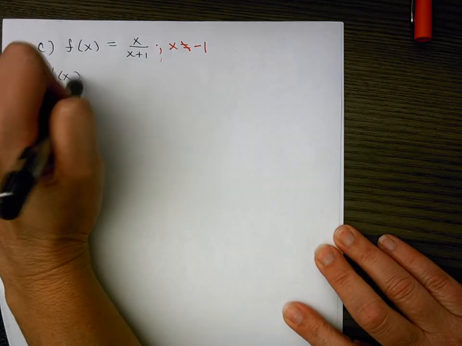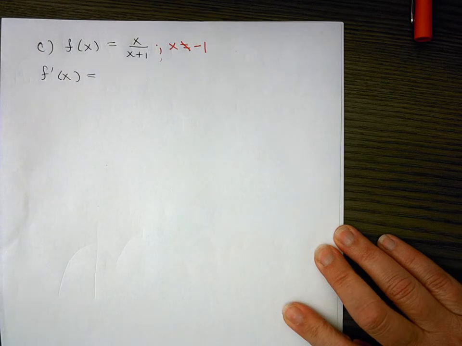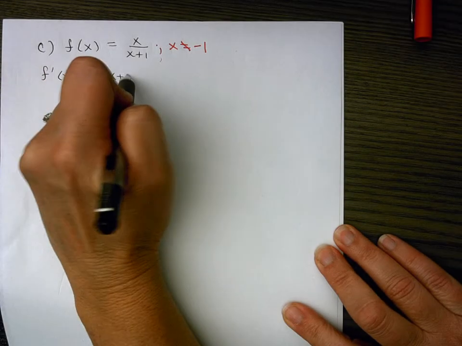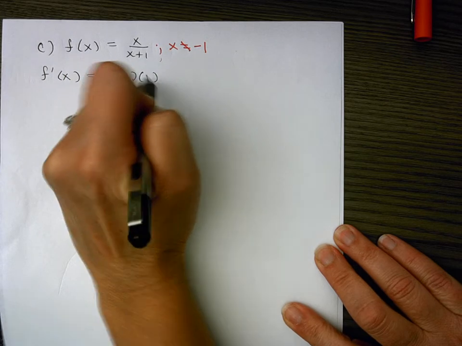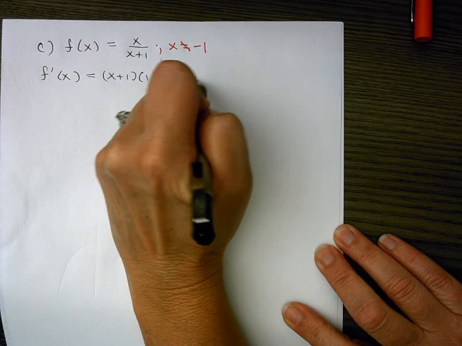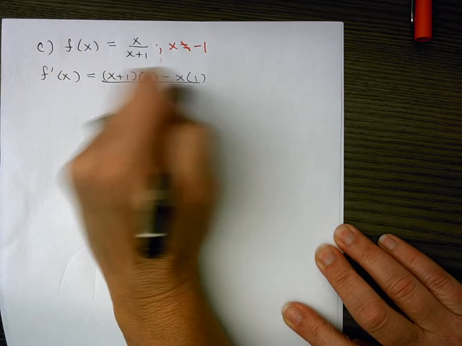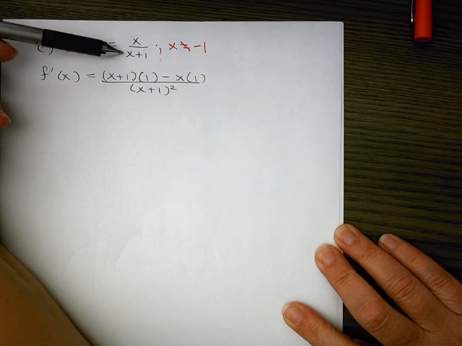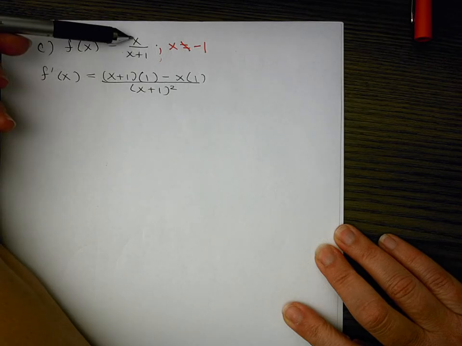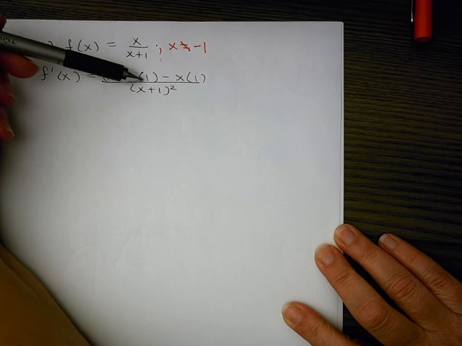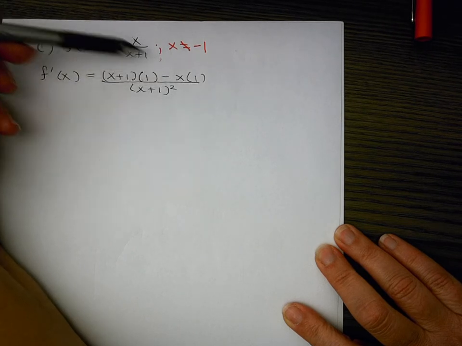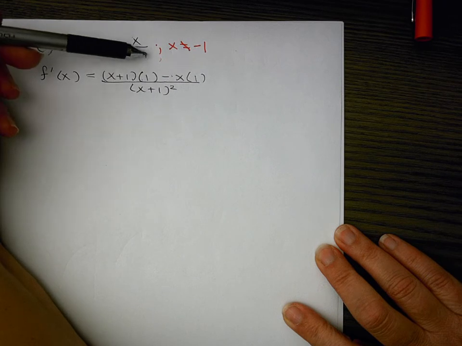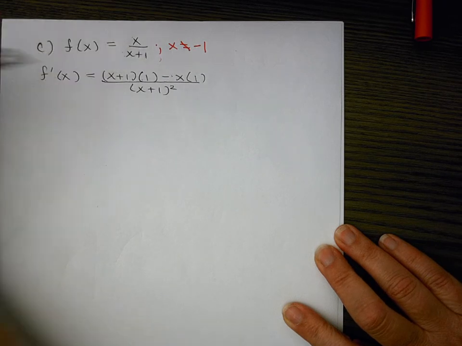So we would do quotient rule. I'm going to do low d high minus high d low all over the square of what's below. So low, so x plus 1, and then d high, so the derivative of x would be 1x to the 0, which would just be 1. Minus high, so x, and then d low, so that would be 1x to the 0, which is just 1, and then the derivative of the constant is 0, and then all over the square of what's below.